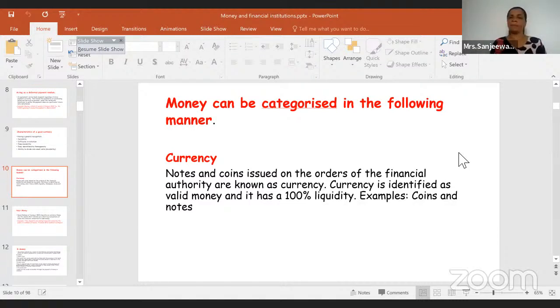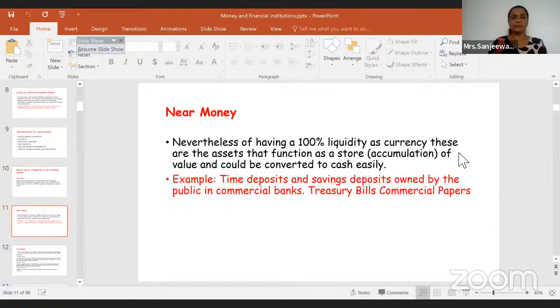Then near money. What do you mean by near money? It doesn't have 100% liquidity as currency, because it takes time to convert into money. So what are those things? Time deposits, savings deposits, treasury bills, commercial papers. It takes time to convert that into cash. So those are near money. It doesn't have 100% liquidity. So when there is a question, what are near money? These are the examples that I have given here in my presentation. Time deposits, saving deposits, money at bank. So those are near money.